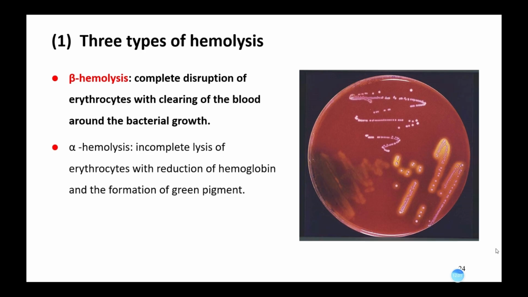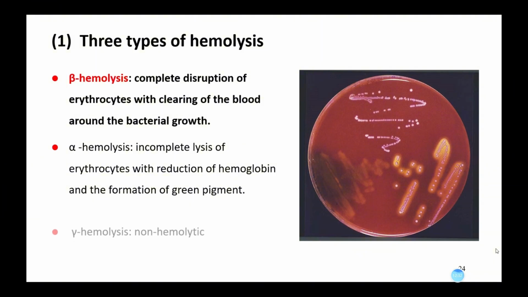And the second type is alpha hemolysis. This is due to the incomplete lysis of red blood cells. And the hemoglobin is released and then is reduced to some green pigment. Okay, so during the alpha hemolysis, you will see part of the agar is stained with green color. So this is alpha hemolysis.